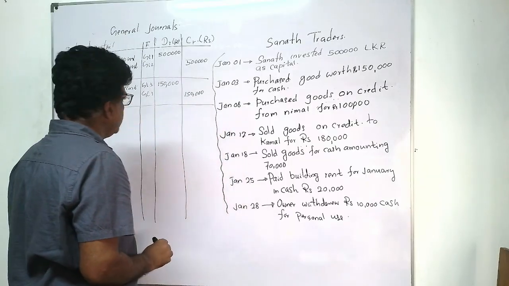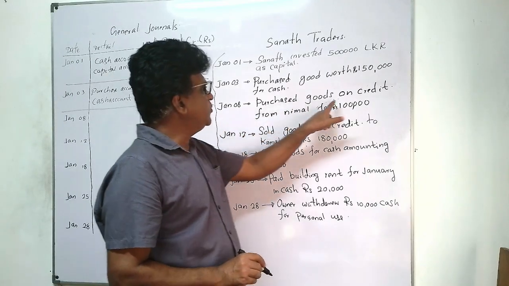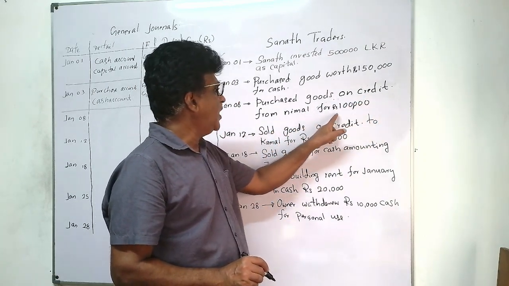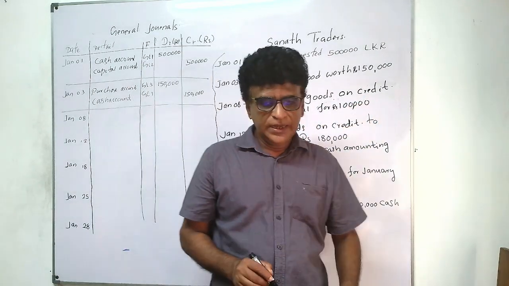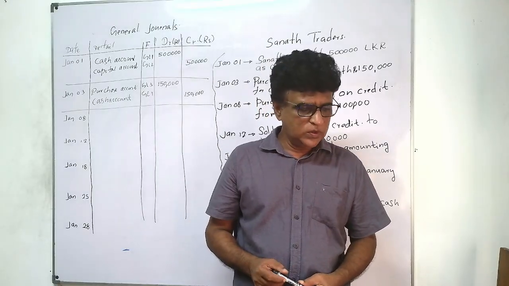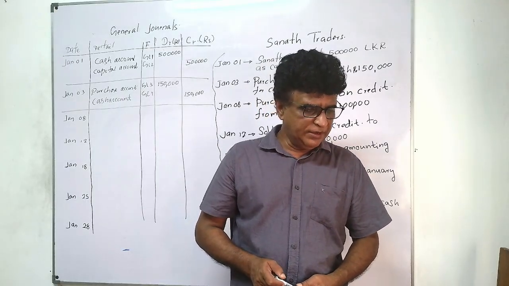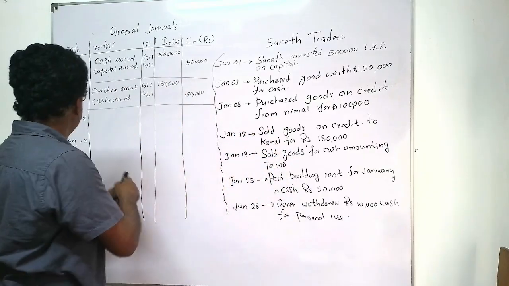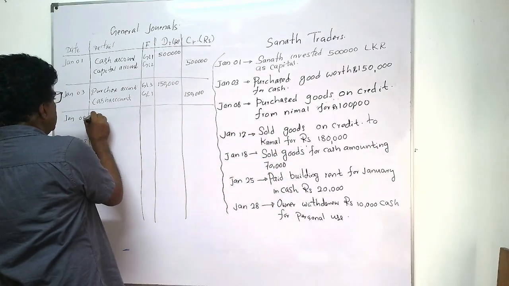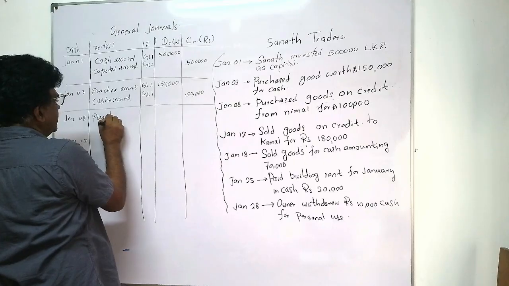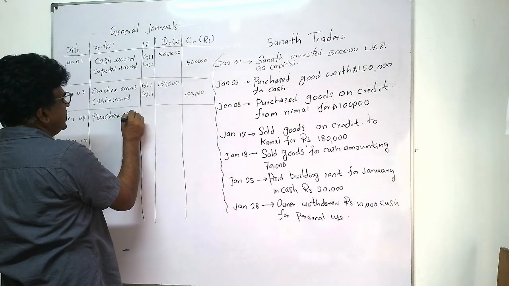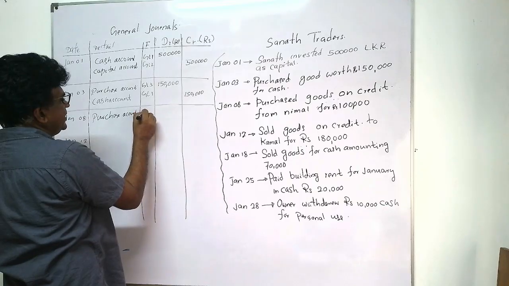We'll move to January 8th. Purchase goods on credit from Nimal for 100,000. Then again we have to debit the purchase account. If we have purchased something, then we have to debit the purchase account, right? The purchase account is GL3.